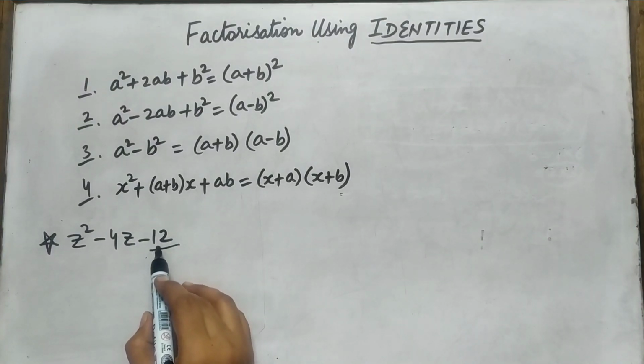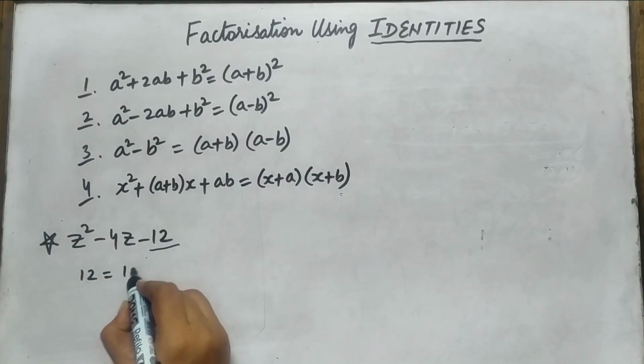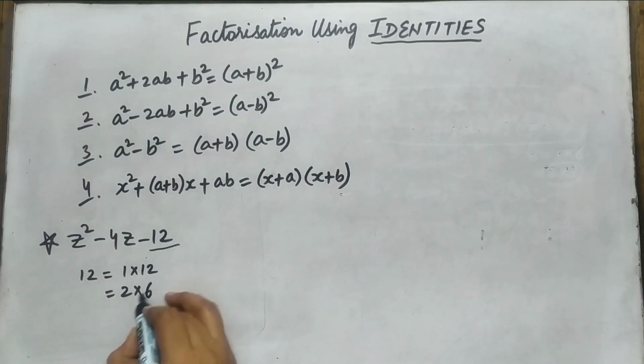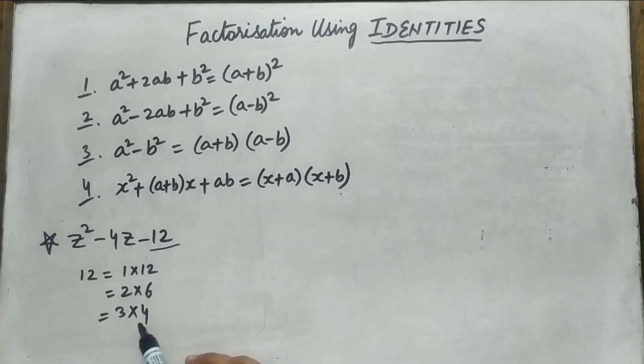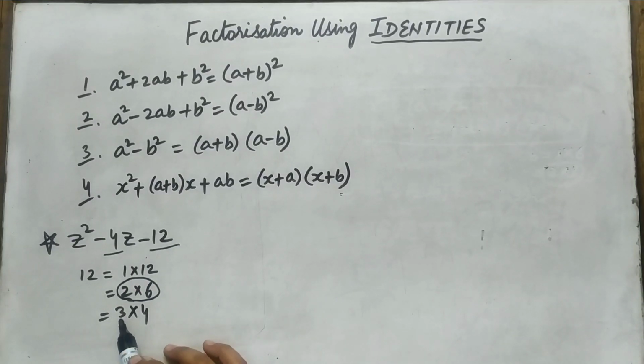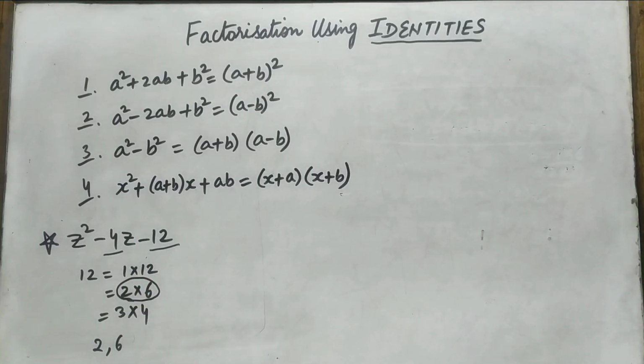We see the factors of 12. 12 can be written as 1 into 12, 2 into 6, 3 into 4. These are the factors of 12. But from all these factors, we choose those whose addition or subtraction will give us the middle term, that is 4. Adding these gives 13, subtracting 11. Adding these gives 8 and subtraction gives 4. It is here. Let us check this one also. Addition is 7 and subtraction is 1. So we are having 2 and 6 as the factors of this middle term or this question.